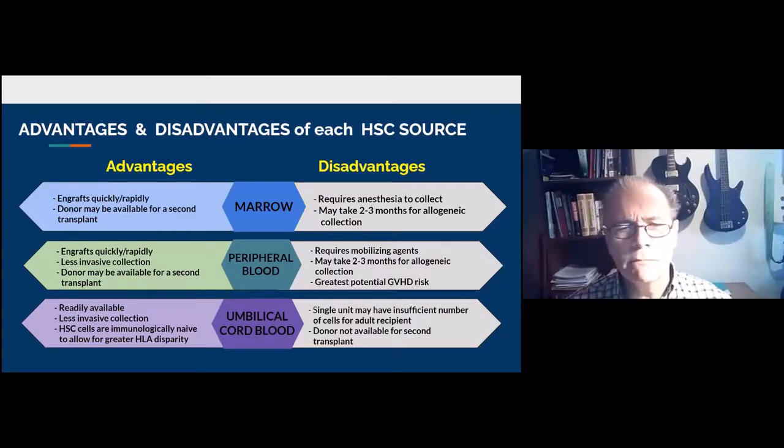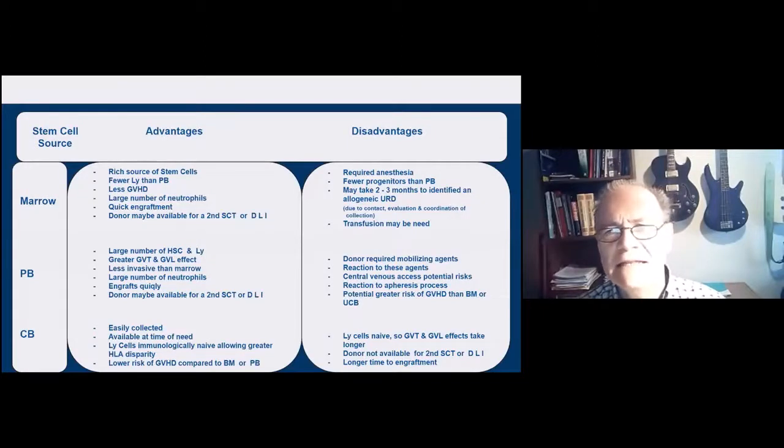About umbilical cord blood, the advantages are that it is readily available, at least 1 month, with less invasive collection, and the hematopoietic stem cells are immunologically naive, allowing for greater HLA disparity. The disadvantages are that a single unit may have an insufficient number of cells for an adult recipient, and the donor is not available for a second transplant.